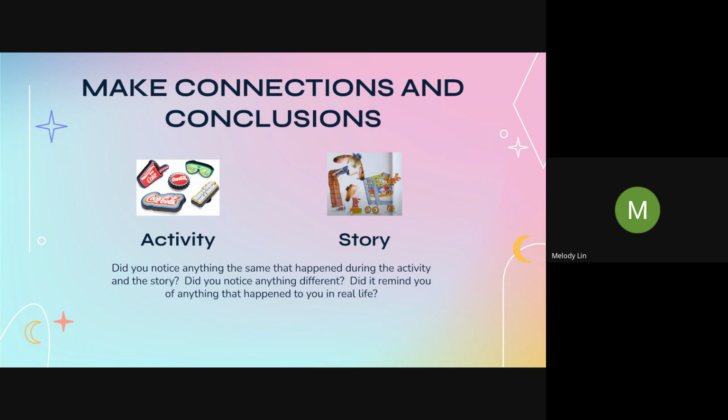Then we could also ask the students, what did you notice that was different between our lesson and Betty Bunny's story? And they might say students were given two toys to choose from, whereas with Betty Bunny, she had plenty of toys to choose from. And then lastly, to wrap it up, we could ask the students to share their real life experiences of wanting something but couldn't have it for one reason or another.